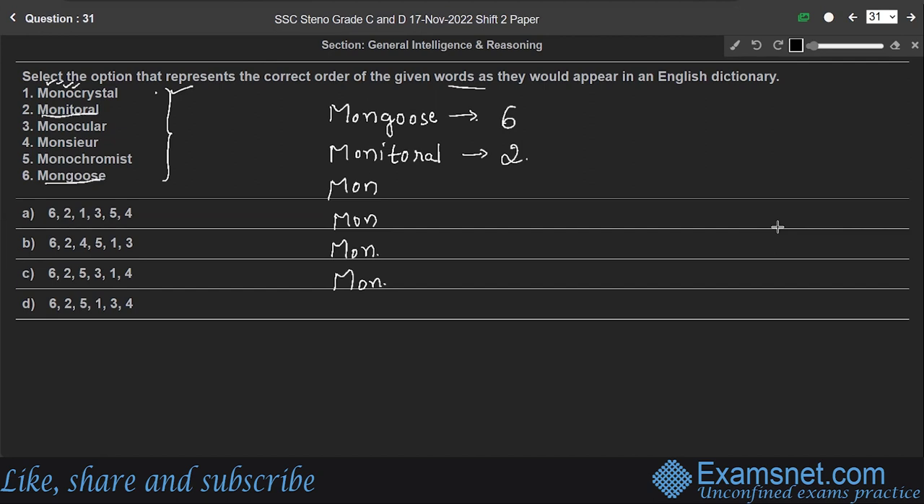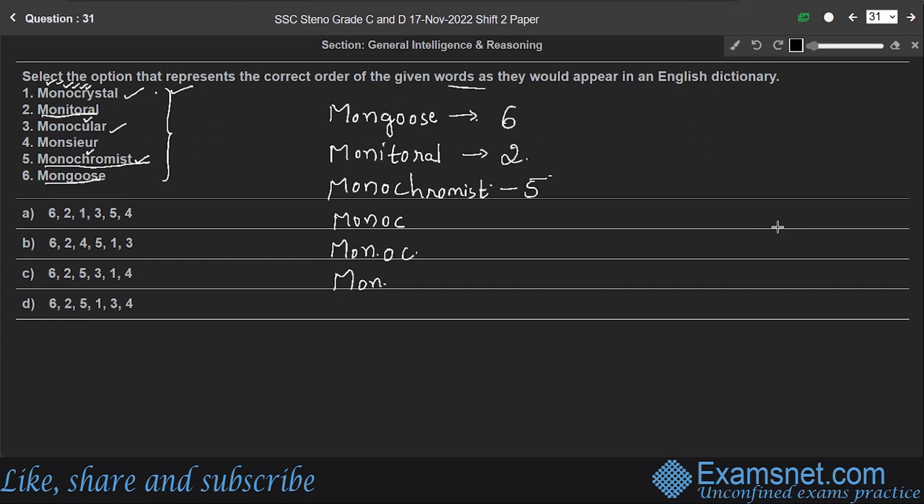So here are three words: monochromist, monocular and monocrystal, right? So we'll consider mono, mono and mono. Three words, right? So we'll consider fifth letter. So monocrystal, C comes, and monocular also. In this word also, we have C as the fifth. Even in monochromist, we have C as fifth letter, right? We'll go to the sixth letters. So R, R, U and H. So H comes before R and U. Therefore, monochromist comes after the first, mongoose and monitorial. Therefore, fifth one will be the third word in English dictionary, monochromist, right?